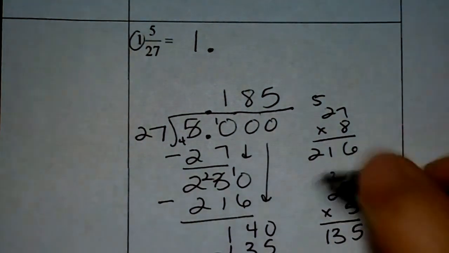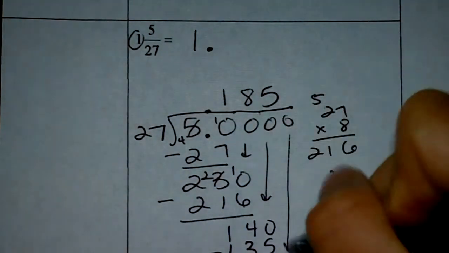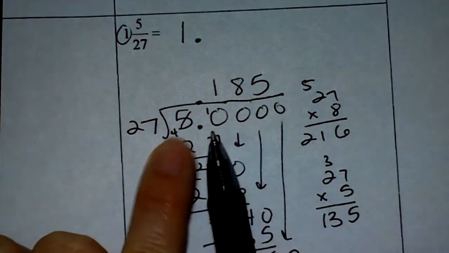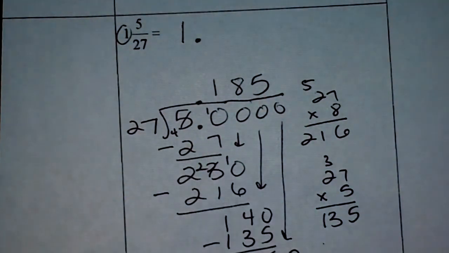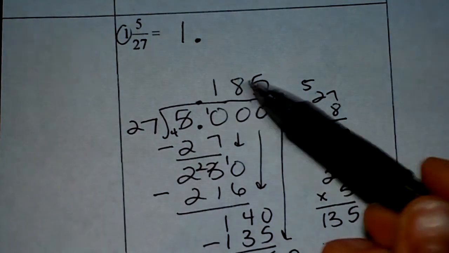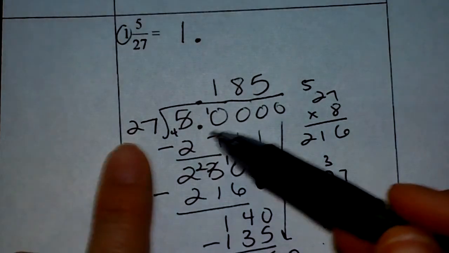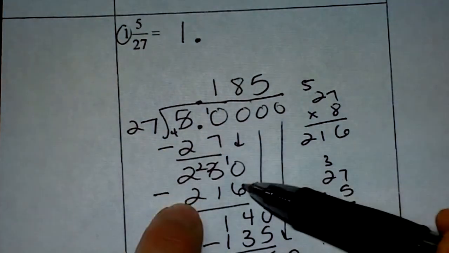Alright, so now I'm going to bring down another 0, and I'm hoping that you're seeing that. This is the very first thing that we did, right? 50, I have another 50. That means that this 0.185 is going to keep happening, because I'm going to have this 50, and this will repeat, and this will repeat, and this will repeat.